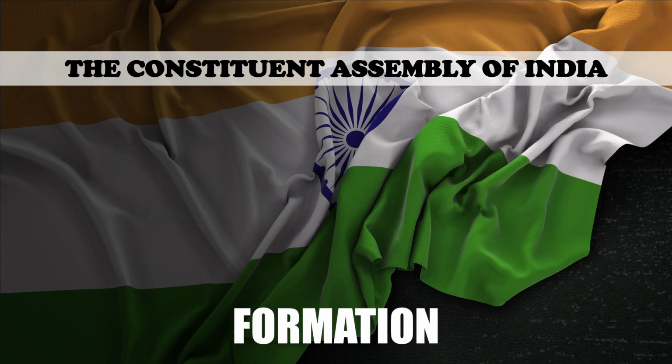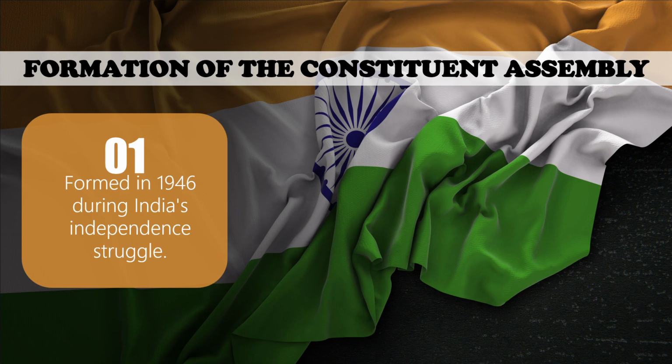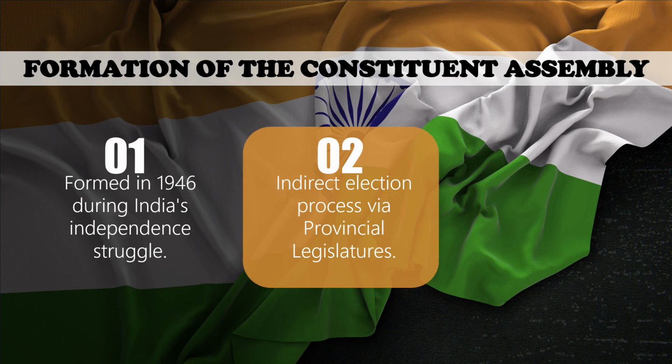Let's go deep into the formation, functions, and significance of the Constituent Assembly of India. Formation of the Constituent Assembly. The Constituent Assembly of India came into being in 1946 in the backdrop of India's struggle for independence from British colonial rule. It was formed through an indirect election process where members were chosen by the provincial legislatures.